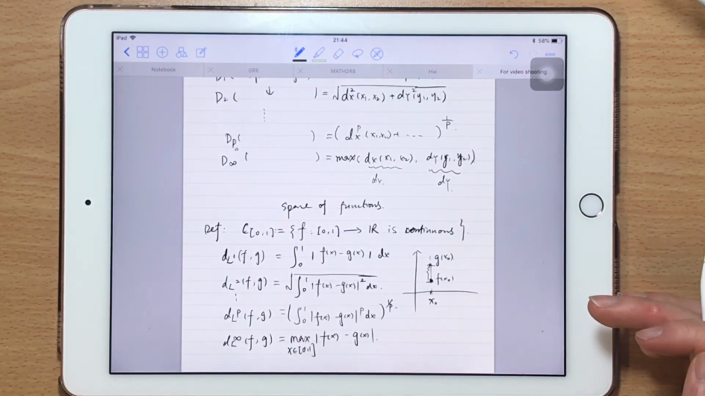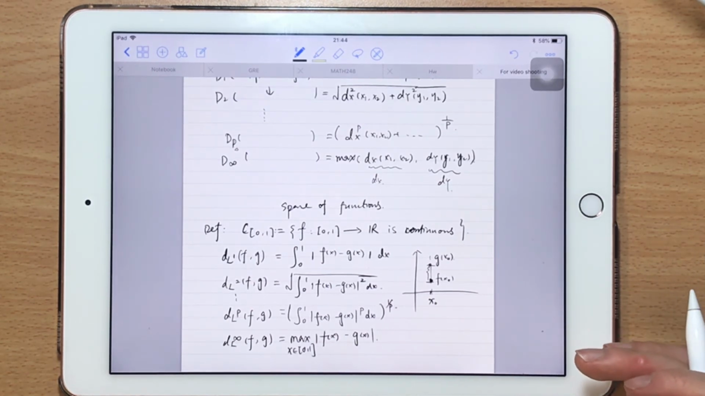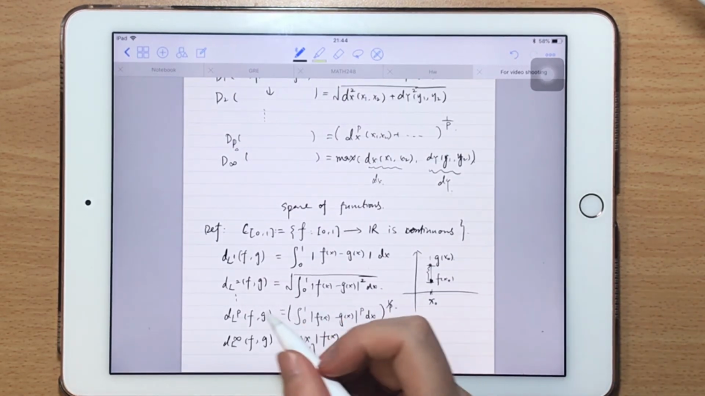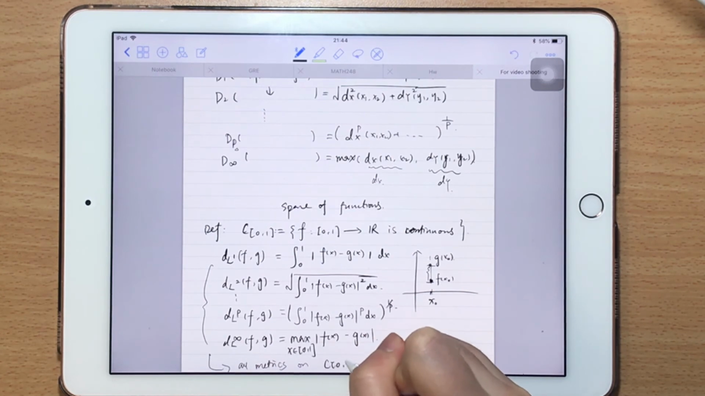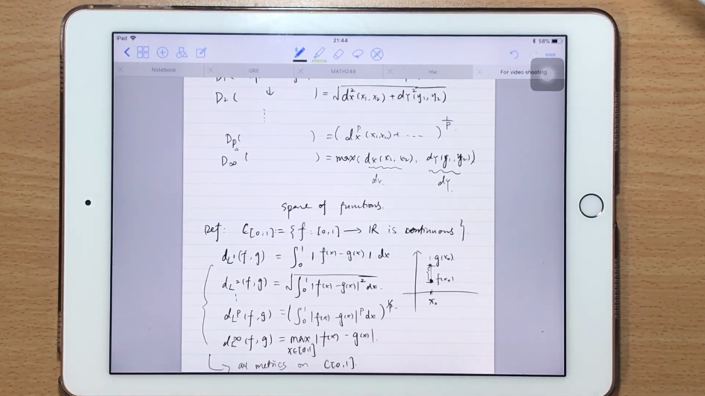And you can check that d_L1, d_L2, d_Lp, and d_L infinity are all metrics on C[0,1]. Just remember, we are simply talking about continuous functions. So the set contains only continuous functions from 0 to 1, as long as the function is continuous on [0,1], then we're done. See you in the next one.